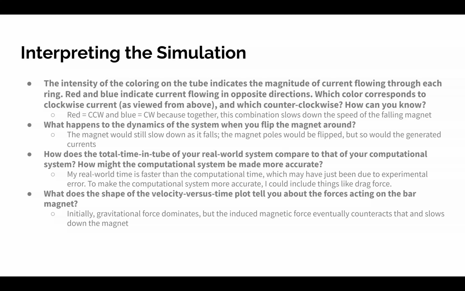And so what happens to the dynamics of the system if you flip the magnet around? The magnet would still pretty much do the same thing. It would still slow down as it falls because the magnet poles would be flipped, but so would the generated currents.